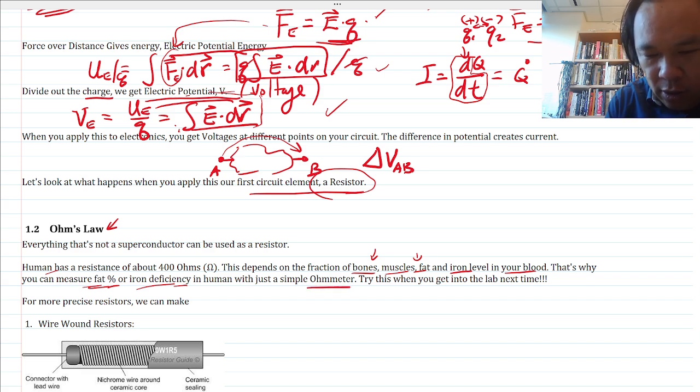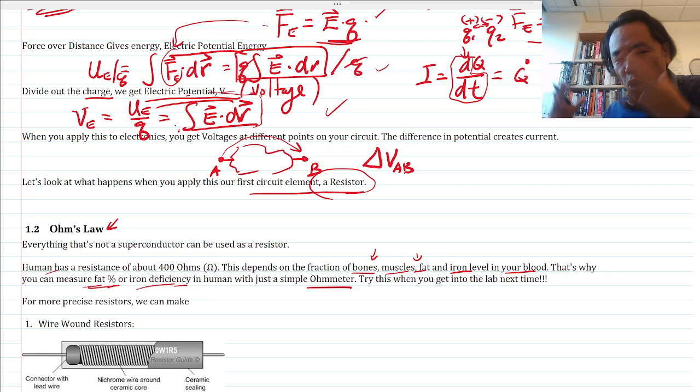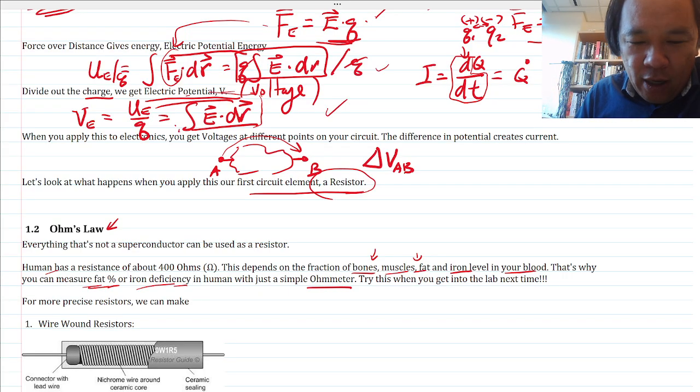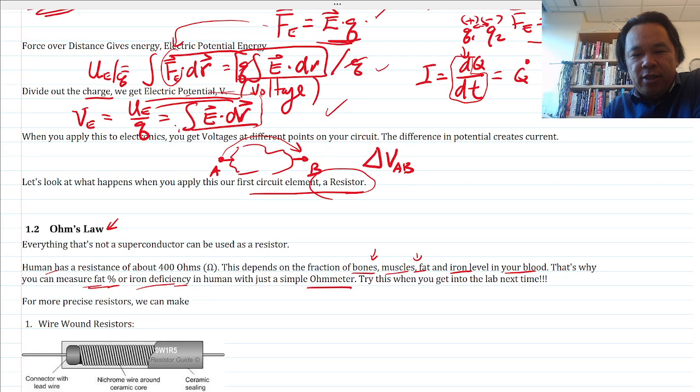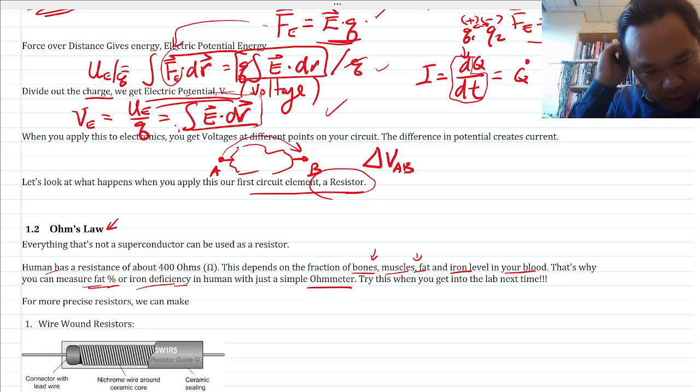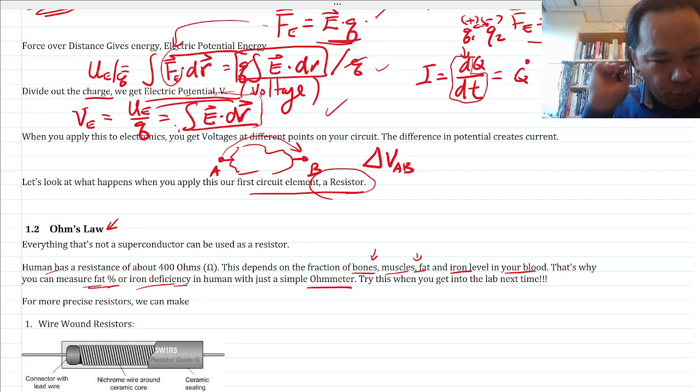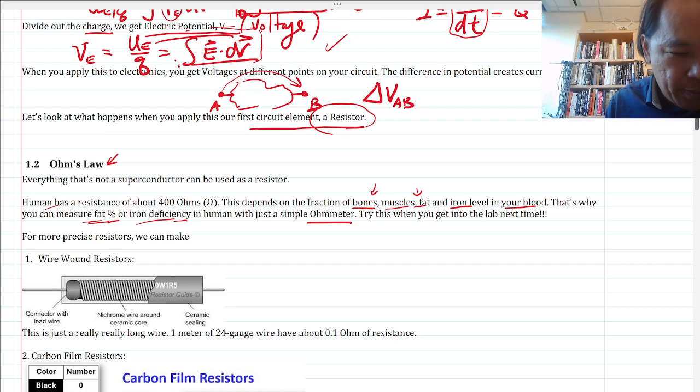And this is known as an ohm meter because it measures ohms. It's kind of a weird name for it. I would call it a resistance meter, but historically it's been called an ohm meter after this guy Ohm who came up with Ohm's law, of course. So we can try this when we go into the lab.